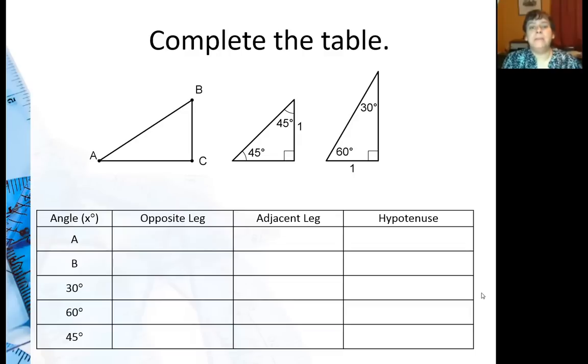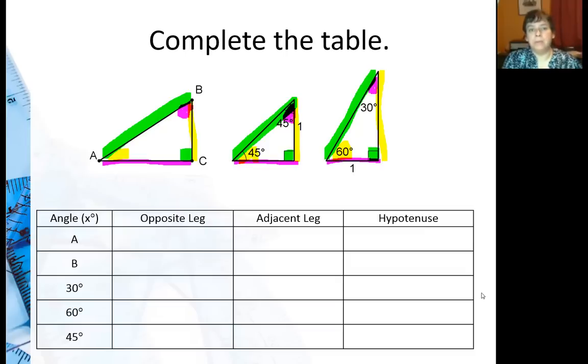It's going to be opposite the biggest angle in a right triangle. So we're going to go ahead and complete this table. But before I do, let me mark up these triangles to make it easier. So I'm going to mark my right angles and then the hypotenuse, which is always opposite the right angle. Then I'm just going to mark a set of angles and their opposite sides. So the yellow angles are opposite the yellow sides, and the magenta angles are opposite the magenta sides.